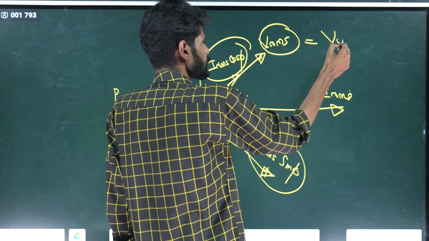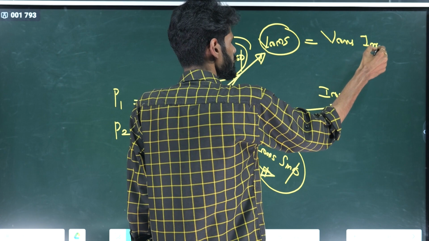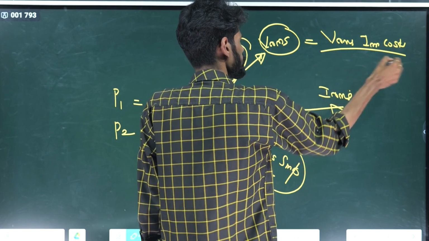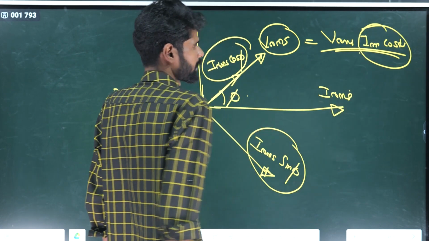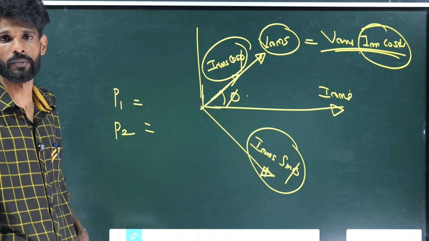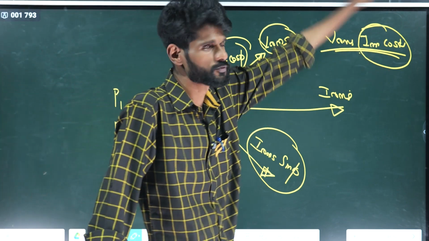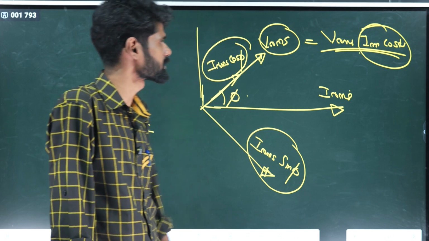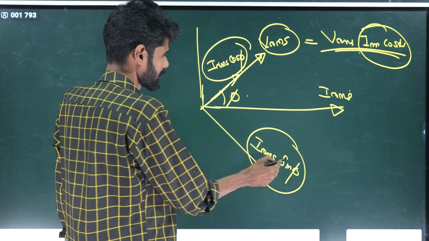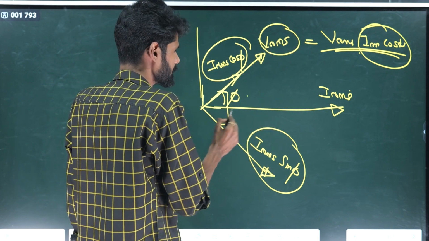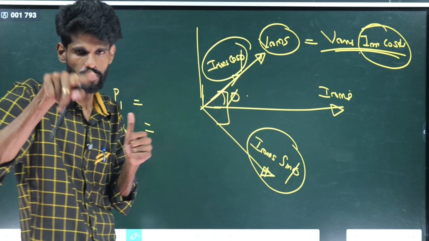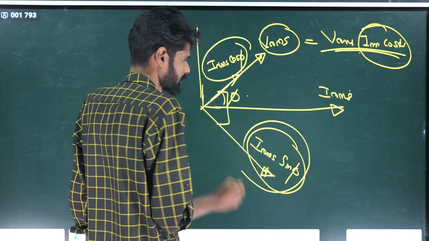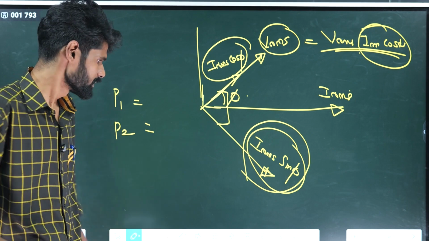Here there is a power Vrms Irms cos phi. Irms cos phi contributes the power in the circuit, and it is known as watt full current. For the component Irms sin phi with Vrms, when you substitute 90 degrees, it becomes 0. Then Irms sin phi does not contribute any power in the circuit.